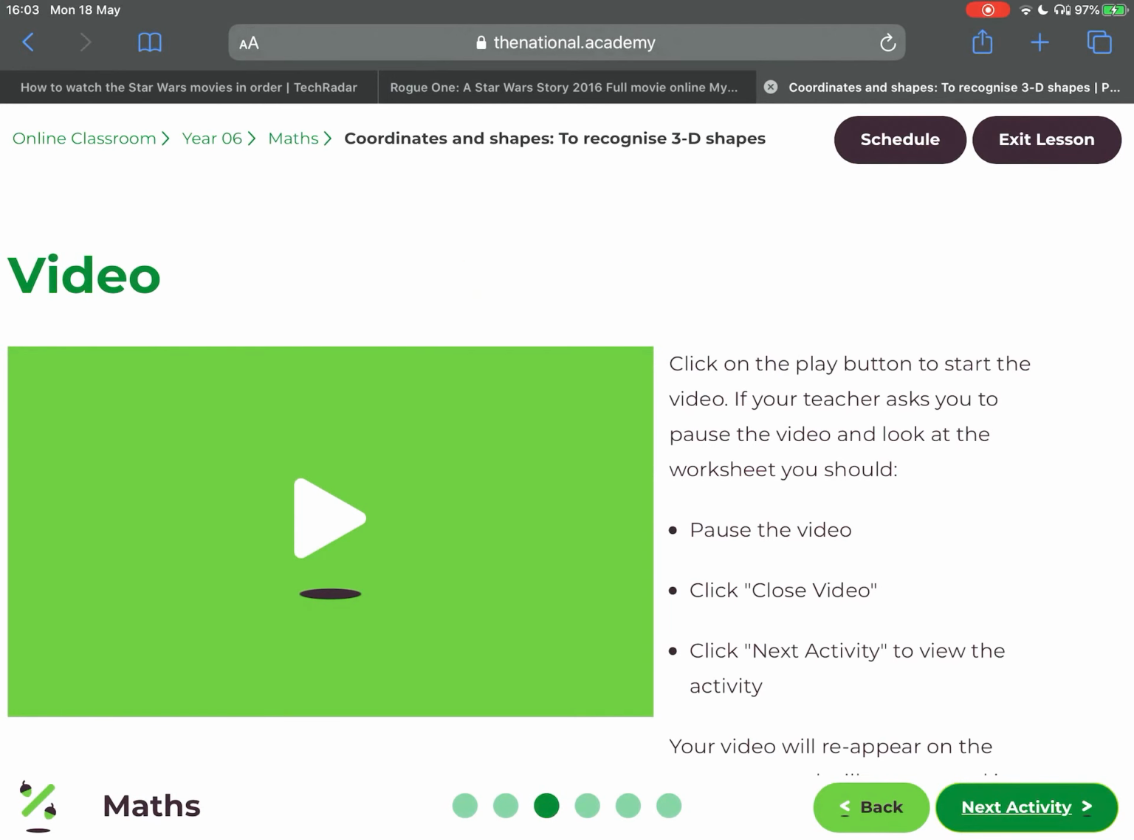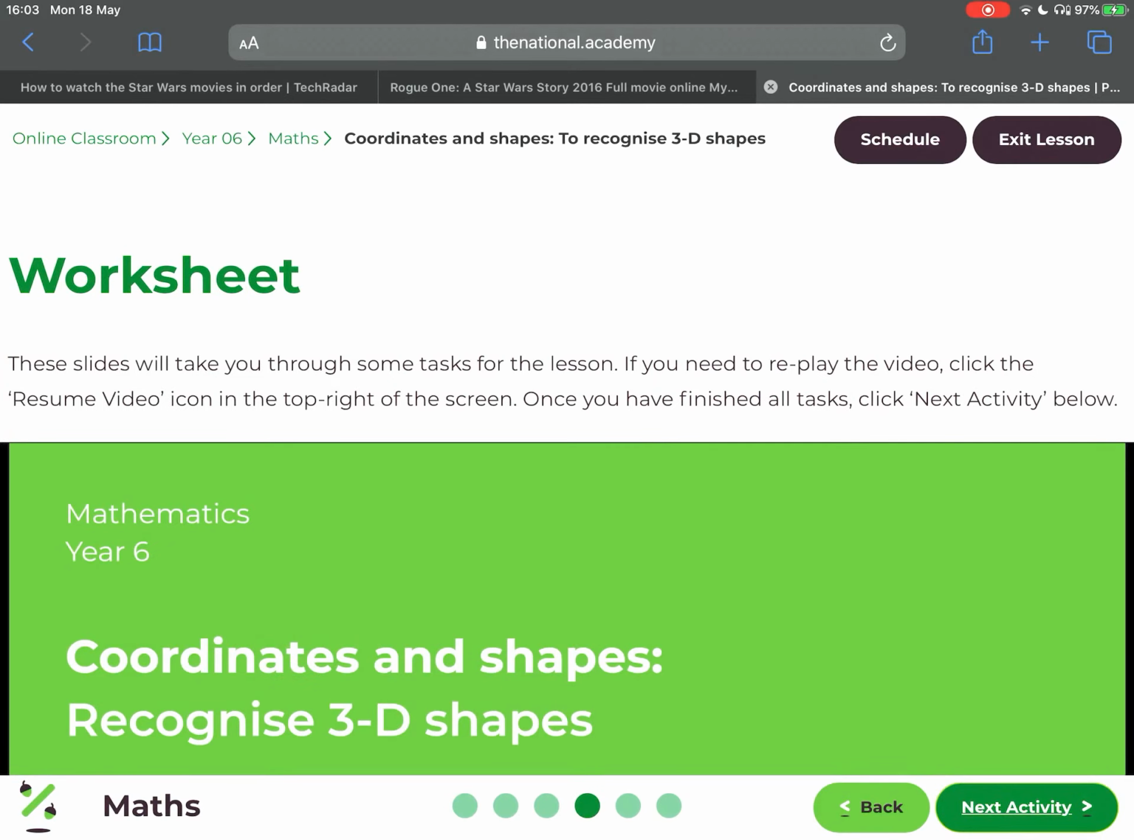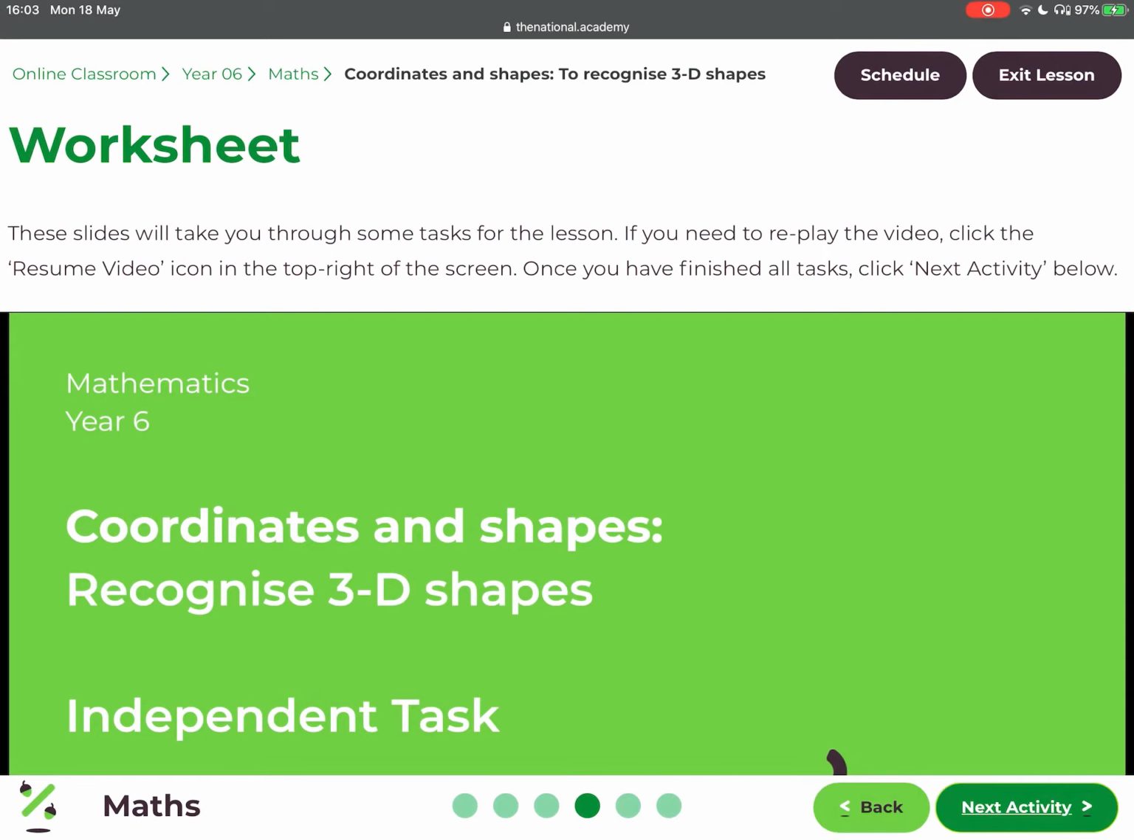After that, you would have your video with Mrs. Parsons here. In the video, you're going to look at 3D shapes, learn the names, and identify the features of the 3D shapes. And then after this, you have your independent task here.